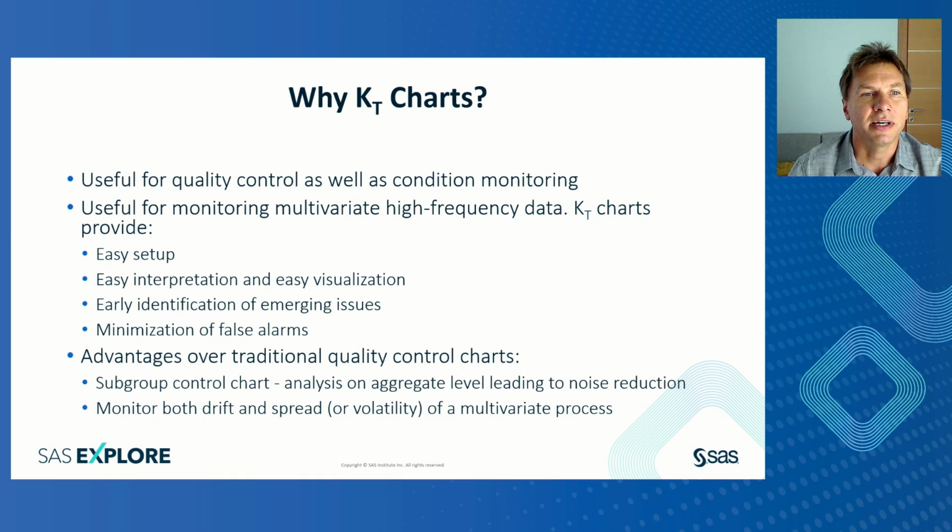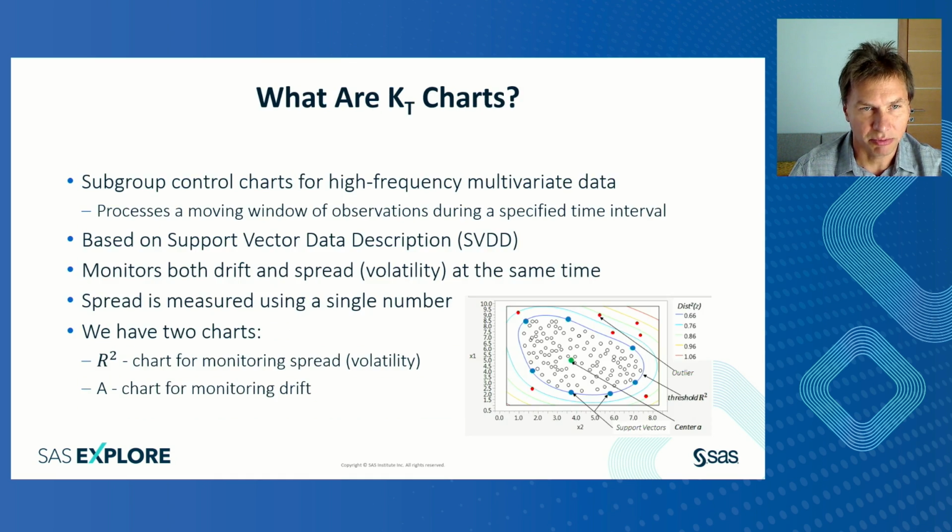KT Charts has advantages over traditional quality control charts. First, it is a subgroup control chart. We aggregate data over time to analyze it, which leads to noise reduction compared to monitoring individual observations. And second, we can monitor both drift and volatility or spread of the process.